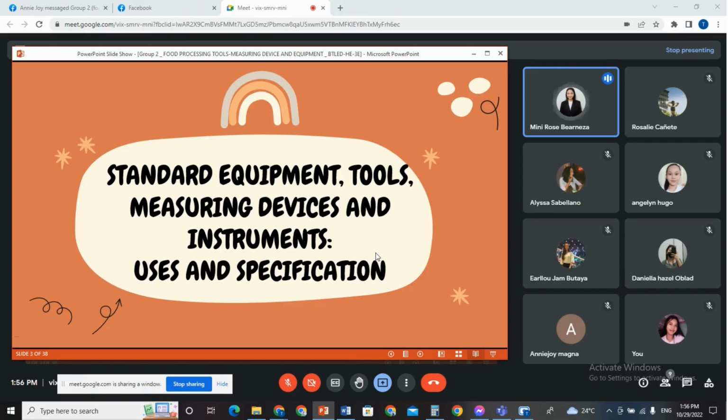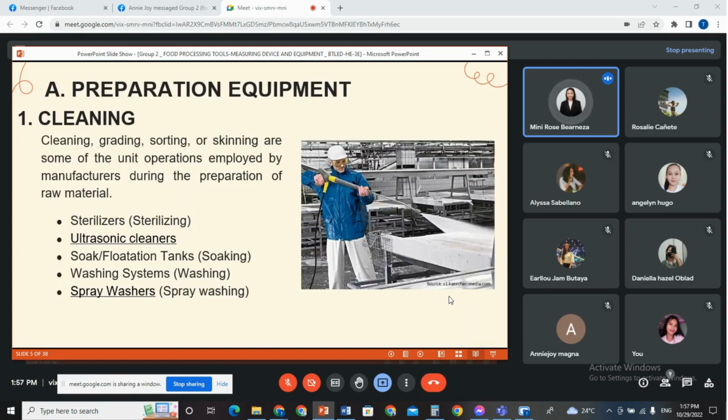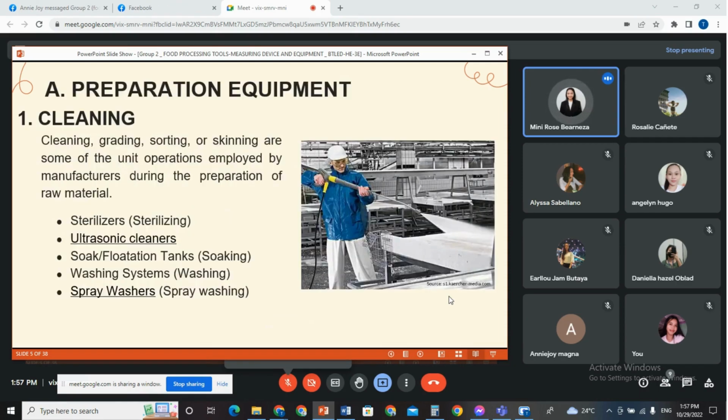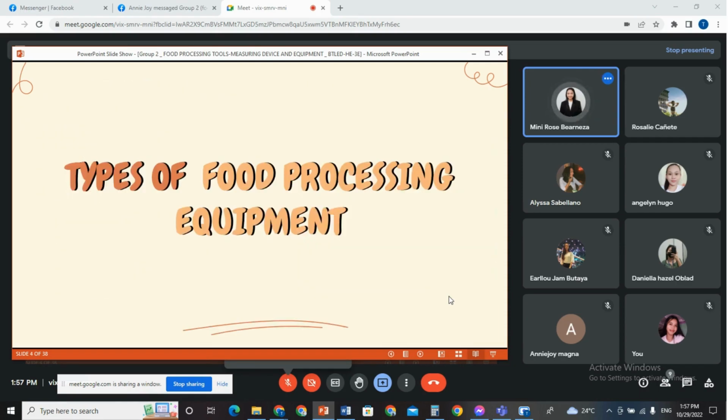So, here is our main topic for this session: the standard equipment, tools, measuring devices, and instrument uses. The first one is the types of food processing equipment. Food processing equipment refers to processing machines, components, and systems used to cook, handle, package, prepare, or store foods and food products.